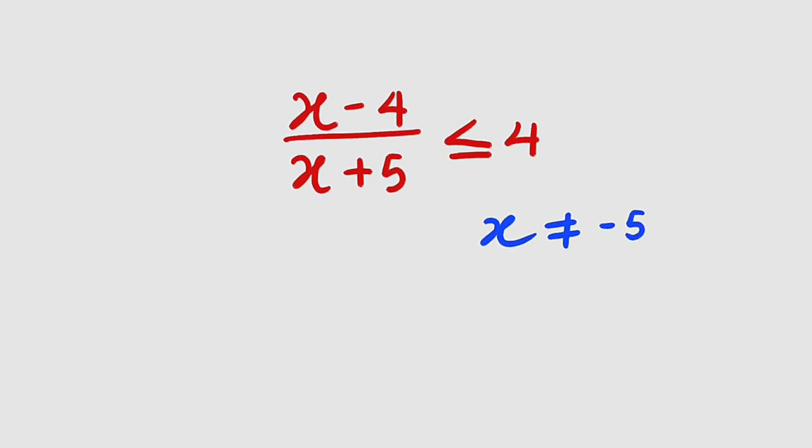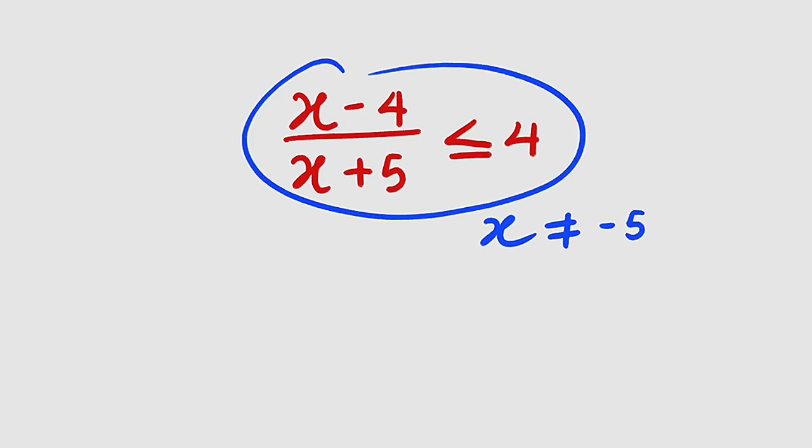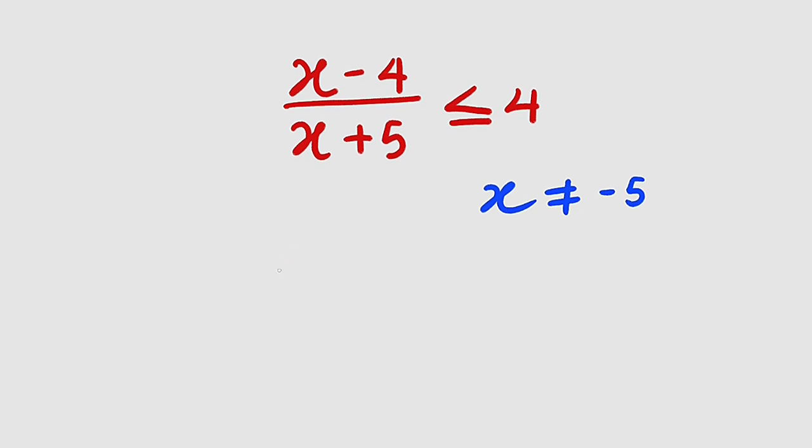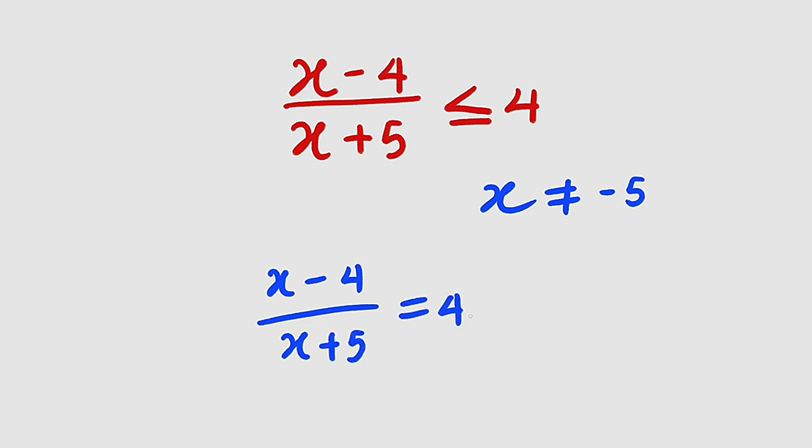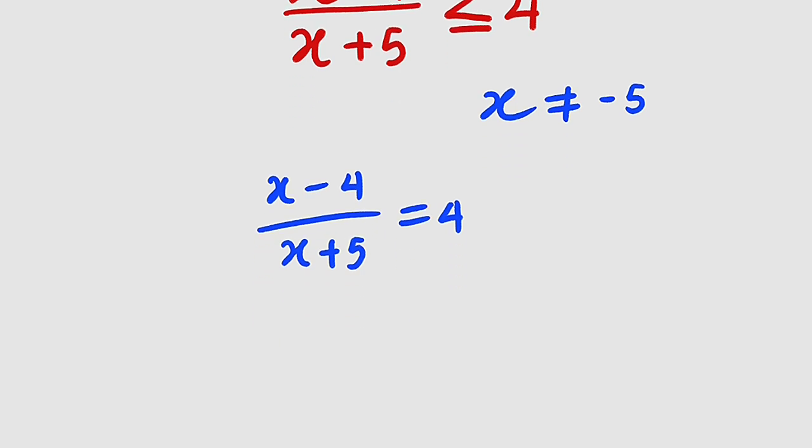And secondly, we can assume the whole of this as an equation. So let us write it as an equation: (x minus 4) divided by (x plus 5) equal to 4. And since we know that the denominator is not equal to 0, we can multiply both sides by the denominator. So we multiply the left hand side by x plus 5. We do the same thing, x plus 5, to the other side.